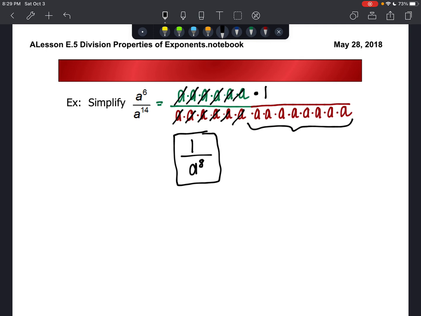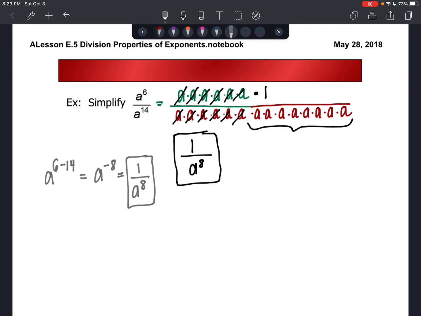We can also do this using our property. We retain the base of a, and then 6 minus 14 is a to the negative 8, and then we make our exponent positive by bringing it down to the denominator.